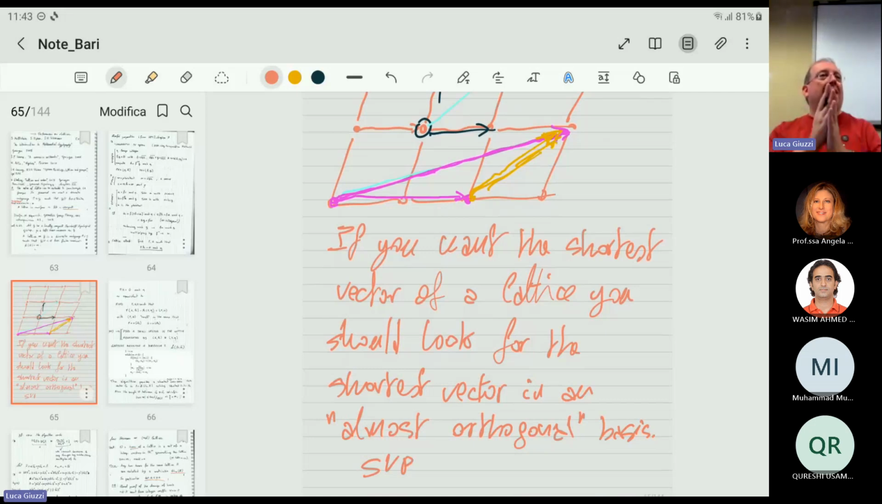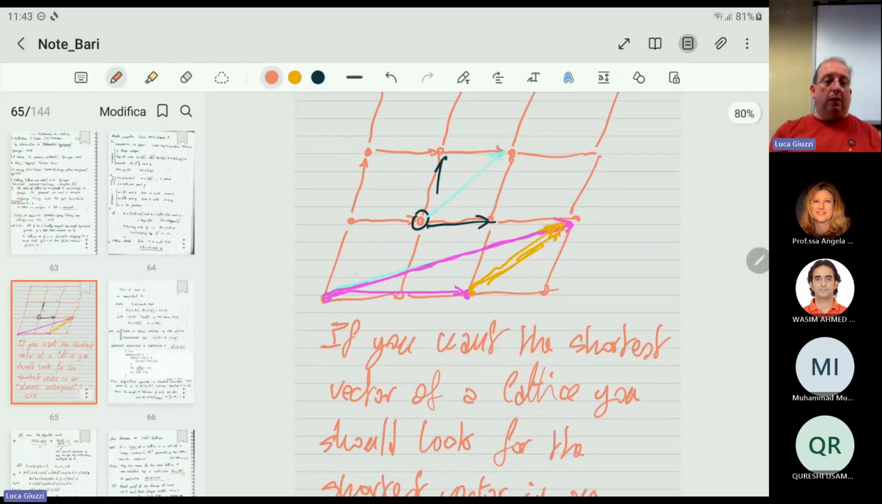We take an orthogonal basis of our lattice, or an almost orthogonal basis like here, because in this case there is no orthogonal basis of the lattice we are considering. You see that there are no lines which are orthogonal here, so the basis cannot be orthogonal. Then you pick the shortest vector in there. And next, you use basically the triangle inequality, or a version of it, to prove that this is actually what we were looking for.